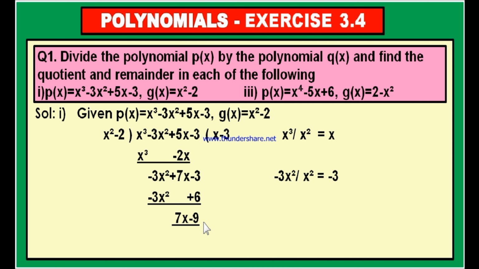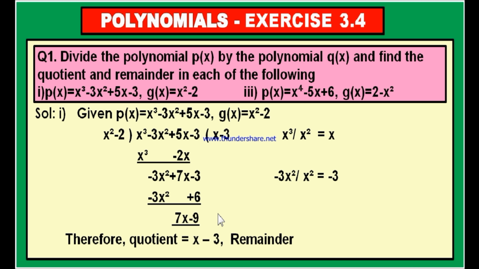You cannot divide further. Why? Because the degree of the remainder is 1 whereas the degree of this divisor is 2. You cannot divide a polynomial of lower degree by one of higher degree. Therefore, you can stop division here. If you stop division here, then you can write the quotient. Quotient is equal to x minus 3 and the remainder is 7x minus 9.